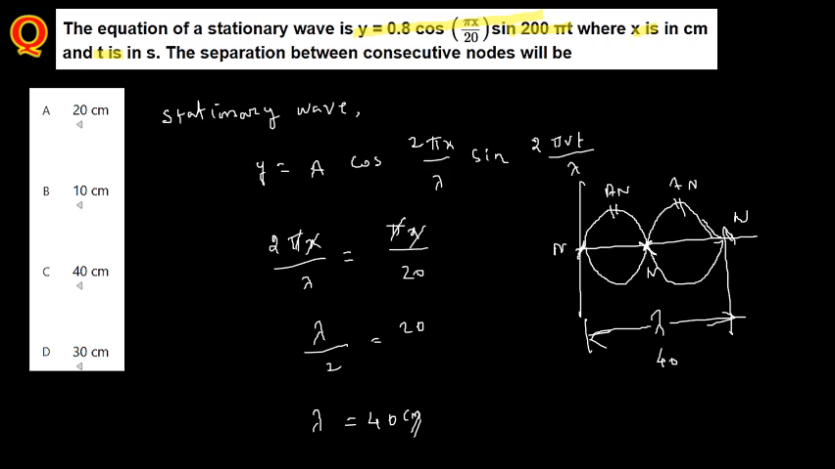So the distance, or the separation, between two consecutive nodes here is lambda by 2. The lambda value we got is 40. 40 divided by 2 here is 20 centimeter. So the answer in this case is 20 centimeter.